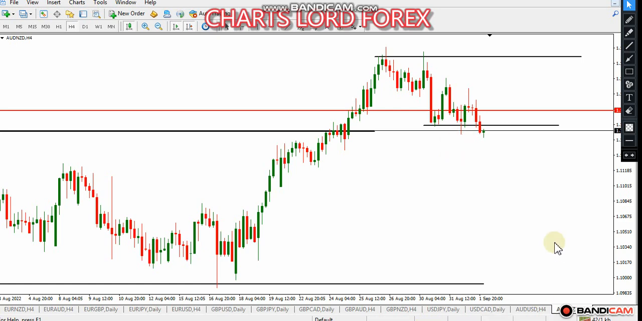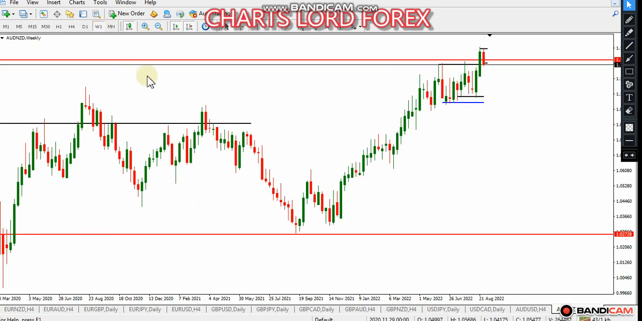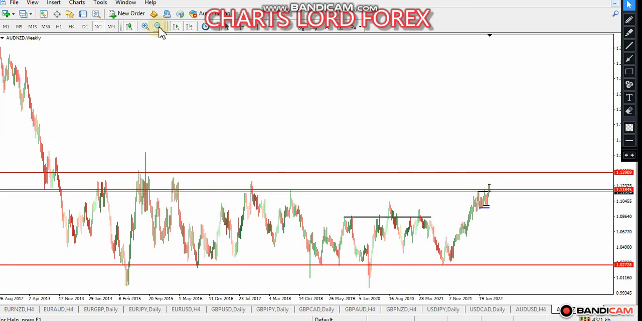You're welcome, guys. So this is a top-down analysis that I'll be doing here. I'm going to be starting from the higher time frame, so I'm going live to the weekly time frame on this particular pair. This is the weekly time frame right now. I will zoom out a little bit so that you guys can all see this clearly.